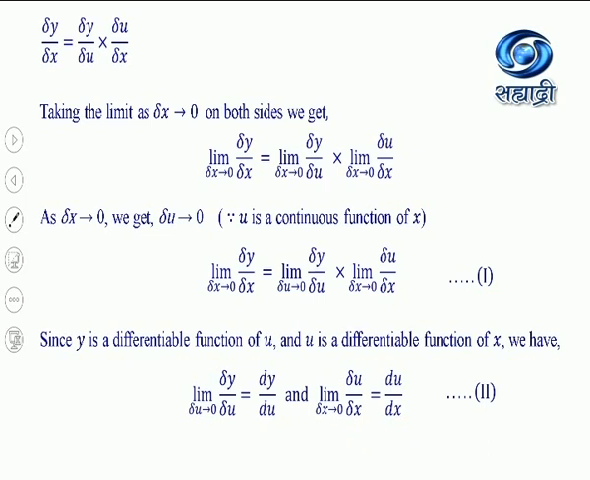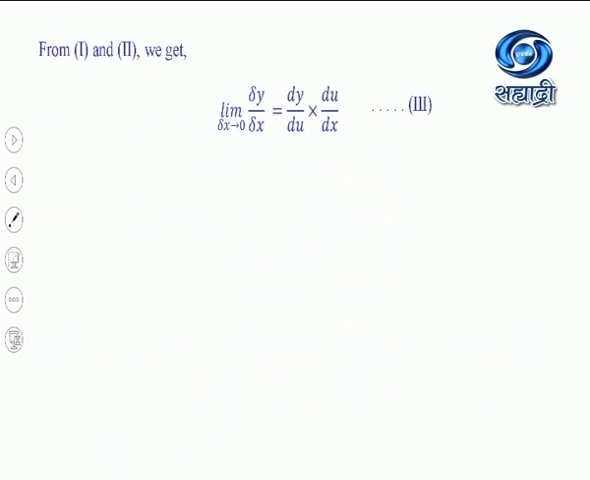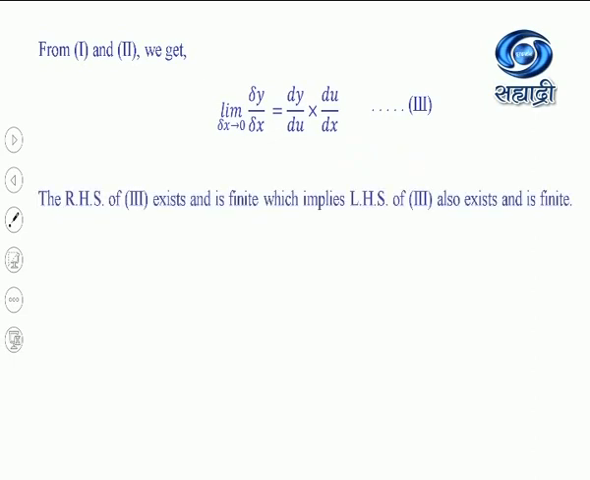Now here you say that this is dy by du, this is du by dx, then equation 1 becomes this is equal to dy by du into du by dx. Now from 1 and 2 we write, see here, limit delta y upon delta x as delta x tends to 0 equal to dy by du into du by dx. We say equation number 3.